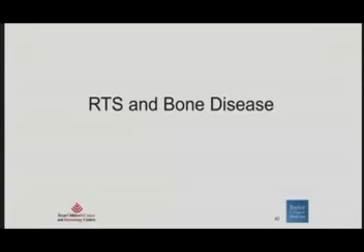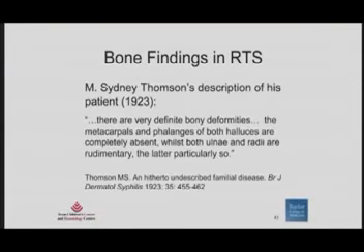Now I'm going to focus a little bit more on the bone diseases found in Rothmund-Thomson syndrome. Bone abnormalities in Rothmund-Thomson syndrome were first described by Dr. Thomson in one of his patients, and this is an excerpt from his original article. There are very definite bony deformities. The metacarpals and phalanges of both hands are completely absent, whilst both ulnae and radii are rudimentary, the latter particularly so. What he's talking about here are the radial ray defects and absent thumbs seen in RTS.